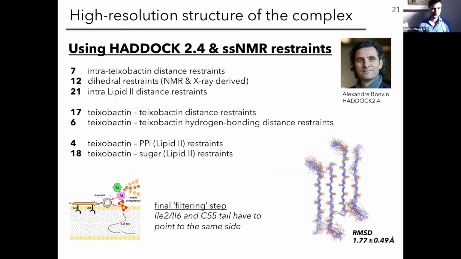For the structure determination, we used intramolecular distance restraints on lipid 2, intramolecular distance restraints on teixobactin, torsional restraints, and obviously interfacial distance restraints between teixobactin and lipid 2. Eventually we used a filtering approach, and we only accepted solutions that had the right topology. That means solutions in which residues 2, 6, and the lipid 2 tail pointed in the same direction. This worked fairly well, and we obtained an RMSD on the backbone of teixobactin of less than 2 angstrom.